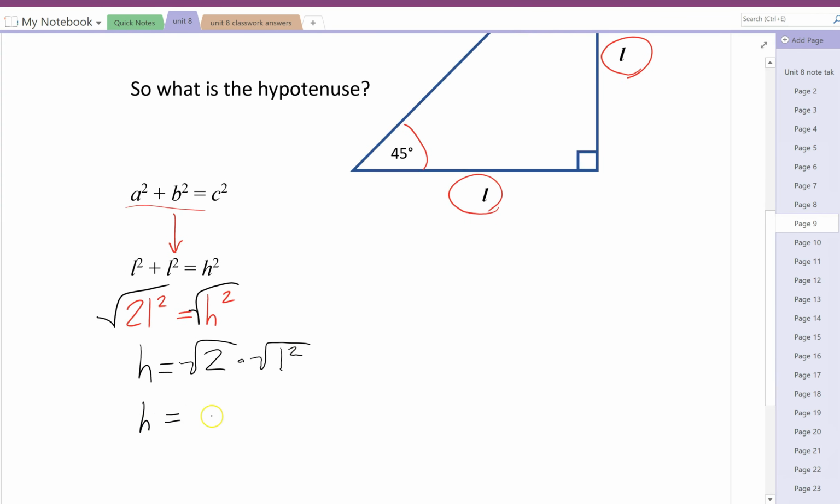So moving down, I can't really do anything with the square root of 2. I could turn it into a decimal if I want, which I'll do in a minute, but for now I'm just going to leave it as the square root of 2. But I can do something with the square root of L squared. That would just be L.